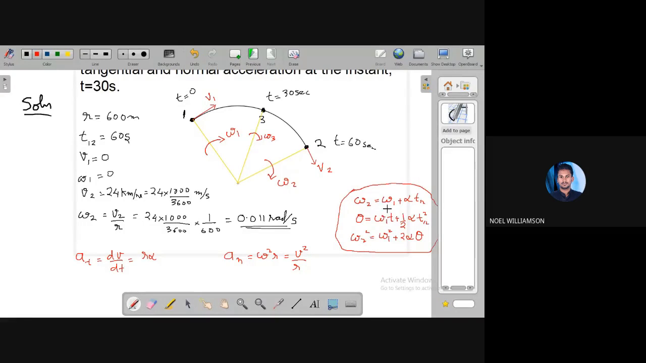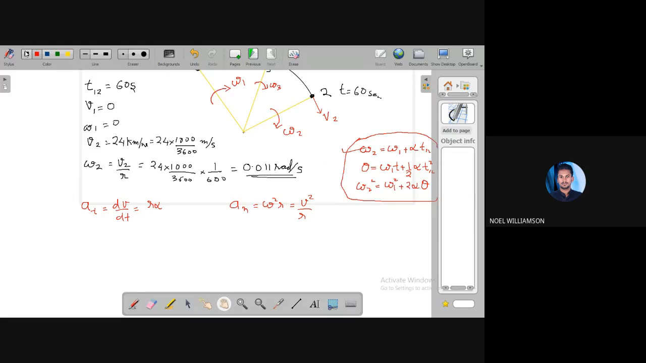Okay, so you have these relations. So use any of these relations to find the value of alpha. Which relation can you use? Connecting 1 and 2, you can use the first relation itself. So you pick that relation connecting 2 and 1, that is omega 2 equal to omega 1 plus alpha t12. Omega 2, you know, it is 0.011, and omega 1 is 0 plus alpha into t12. T12 is 60 seconds. So from there you will get the value of alpha as 0.00018 radian per second square.